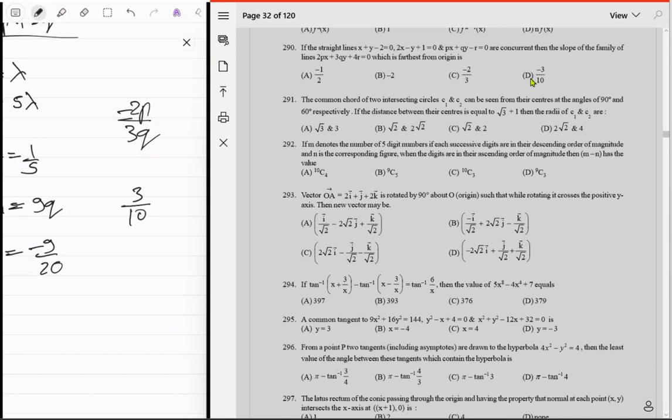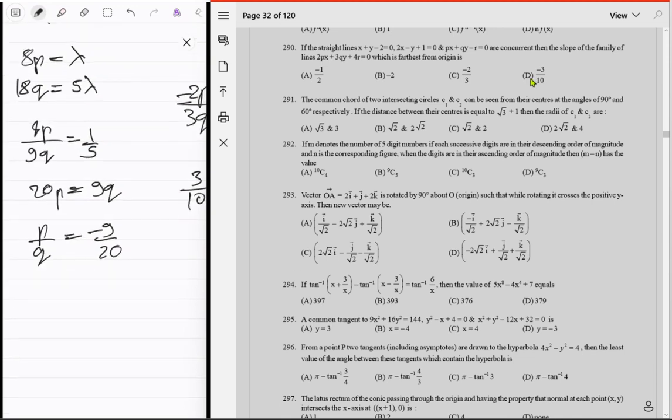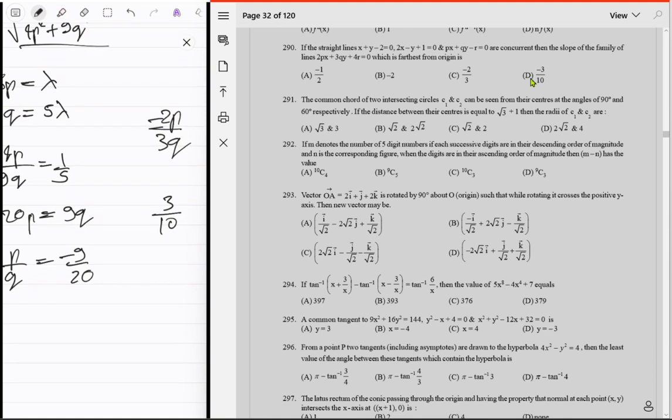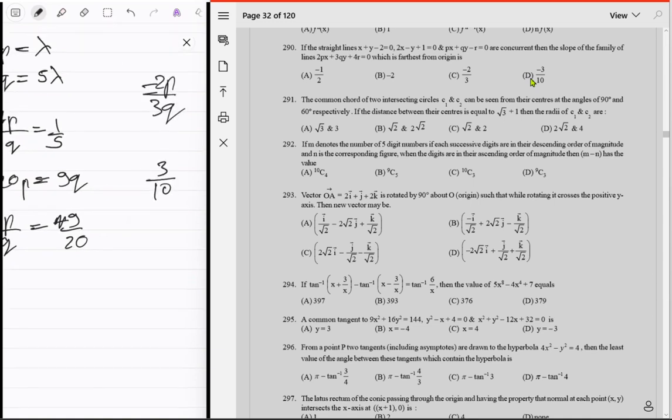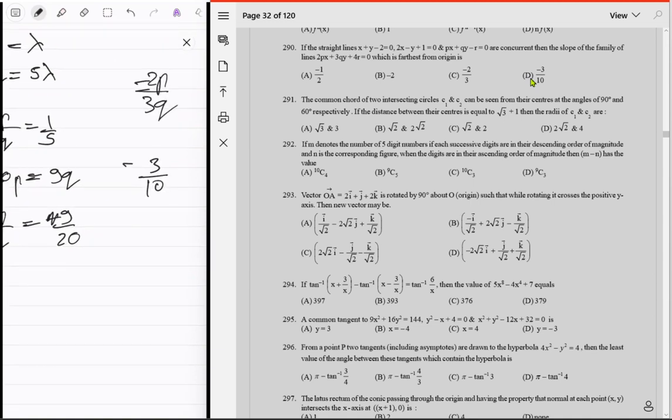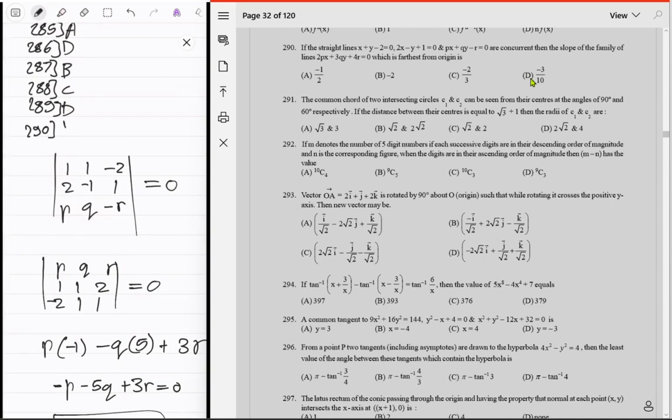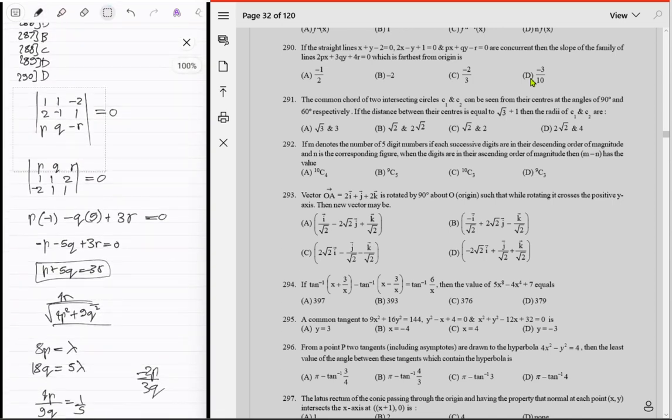So maybe, I guess you could say so. Oh, it's not that actually. It's not positive, it's negative. It's just 9 upon 20 times negative 2 upon 3, so negative 3 upon 10. So D is the answer. Next question, 291. I'm going very slow today, aren't I?